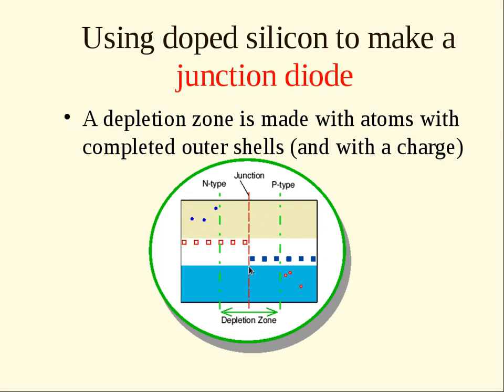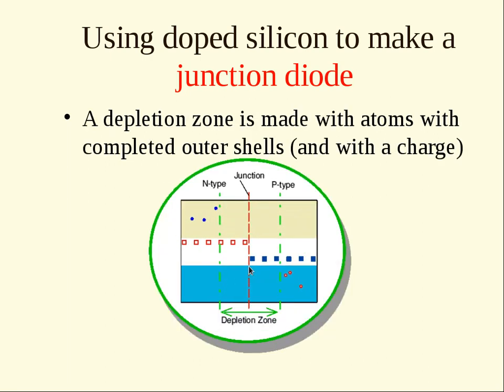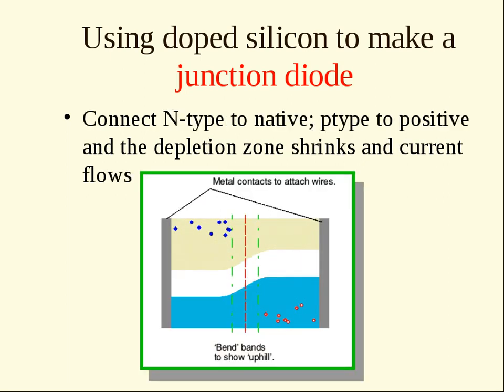All right. So, let's see what happens. The depletion zone is made with the atoms in the completed outer shell. So you got the depletion zone, and you have some extra free electrons here, some holes here. So the question here is what happens with no current. Equilibrium occurs, and the depletion zone basically acts as an insulator because nothing is flowing. It's not creating an electric charge or any current. So that's the standard operation.